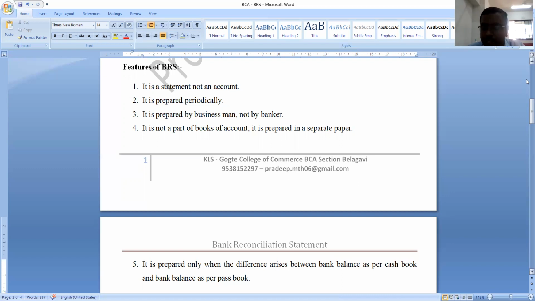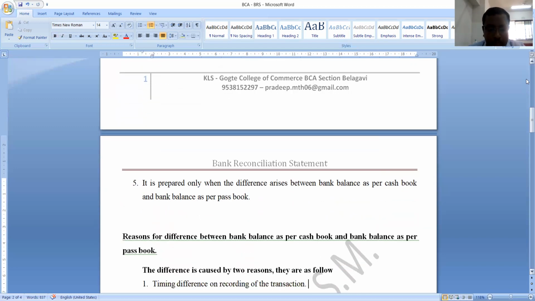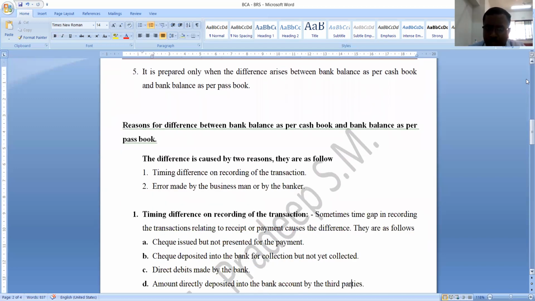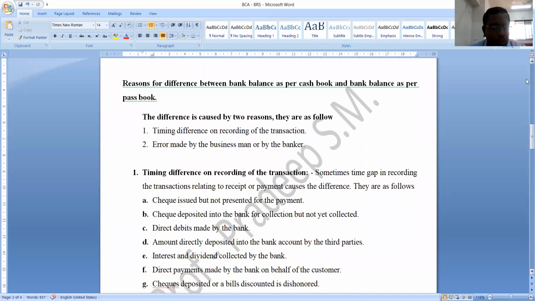And the fifth feature is it is prepared only when a difference arises between bank balance as per cash book and bank balance as per passbook. Meaning, if cash book balance and passbook balance are matching, no need to prepare a bank reconciliation statement. It is prepared only when there is a difference in bank balance as per cash book and bank balance as per passbook. These are certain important features or nature of this bank reconciliation statement.